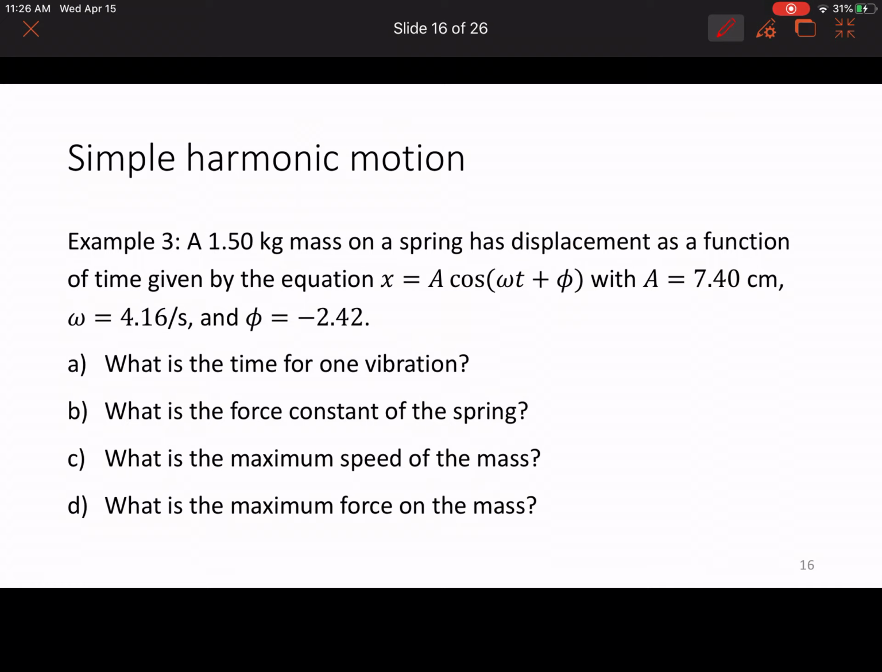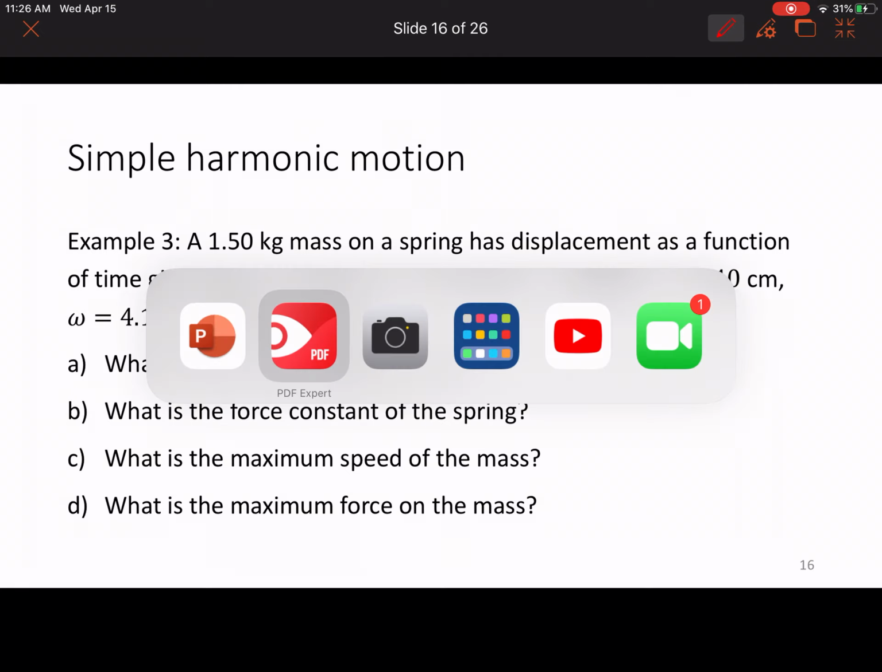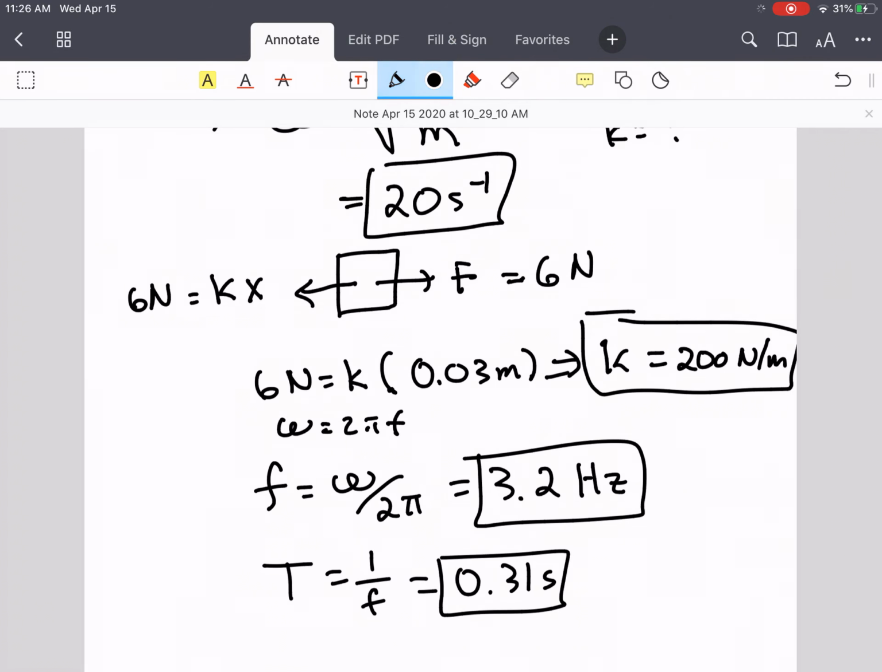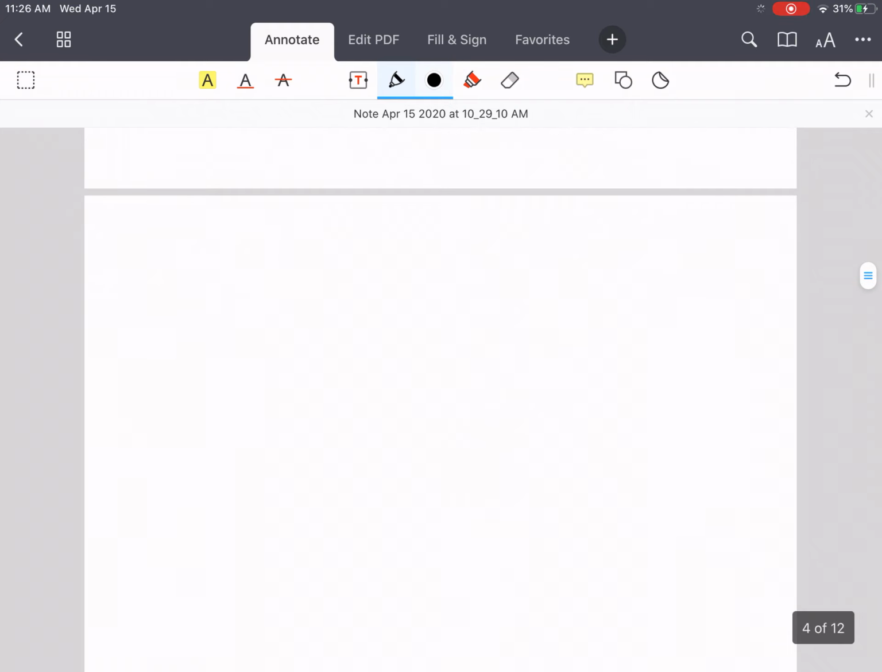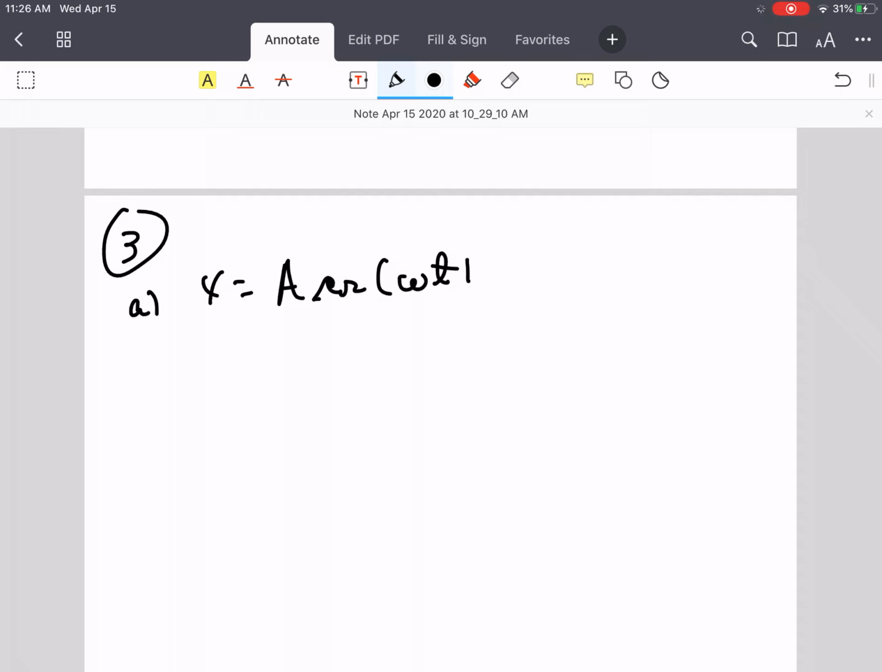Alrighty, so let's go ahead and do this problem. Hopefully everyone's had a chance to do it on your own. So again, what are we given? We are given the following equation of motion. x is equal to A cosine(omega t plus phi).